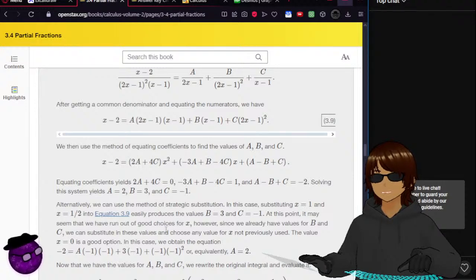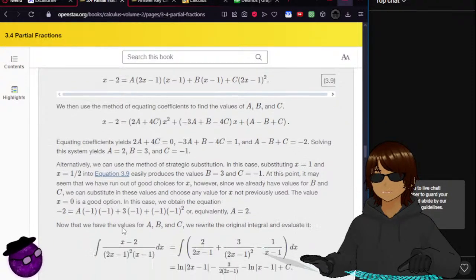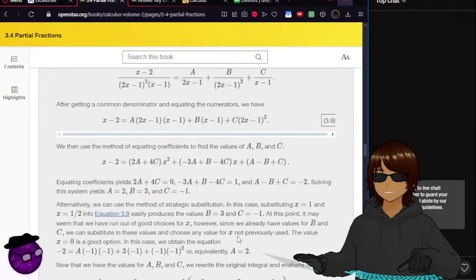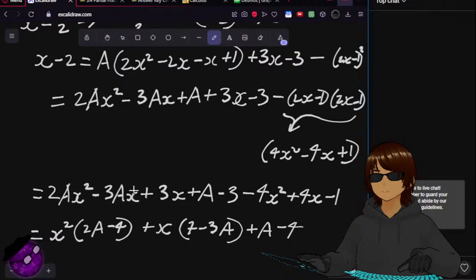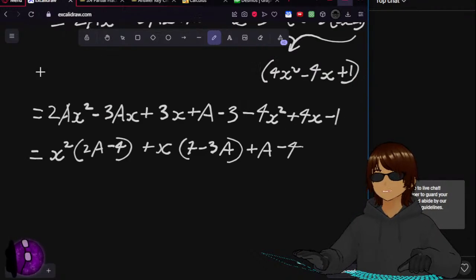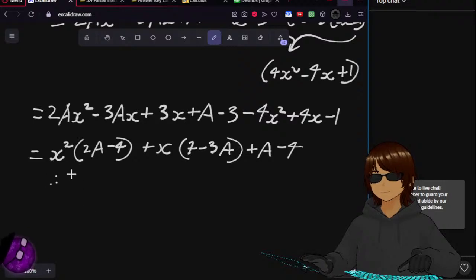At this point, it may seem we have run out of choices, but since we have B and C, we can substitute in these values for any choice of x not previously used. A is equal to 2. So if A is 2, this will become 0, which makes sense. 2 minus 4 is minus 2, so this part makes sense. So this will become 1x, so this makes sense. That means A is equal to 2.